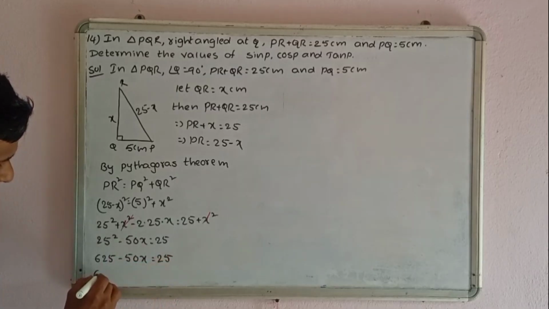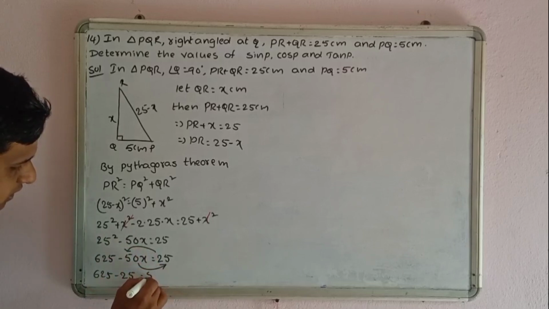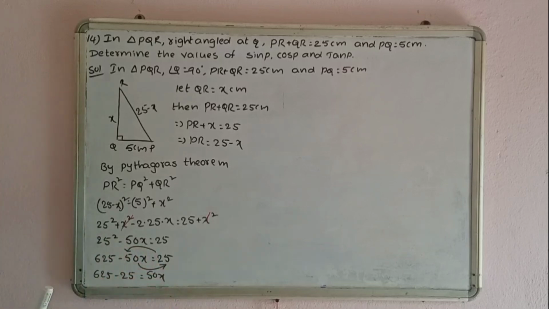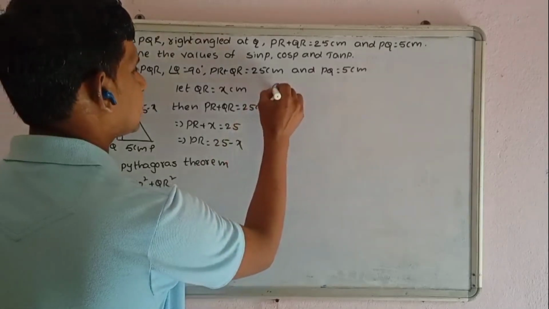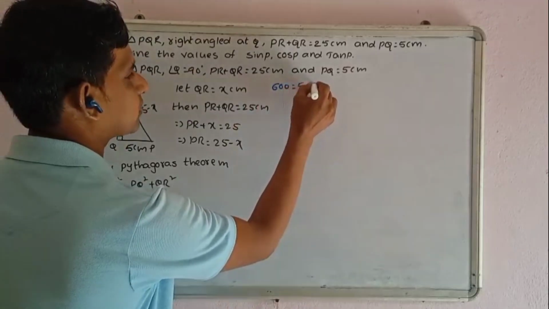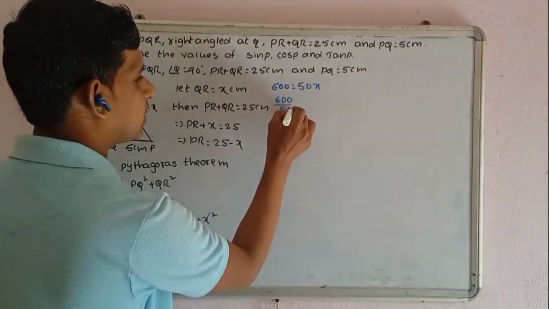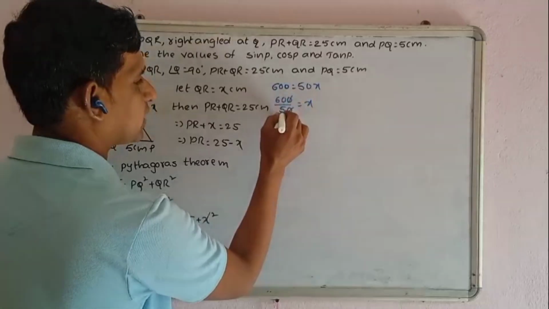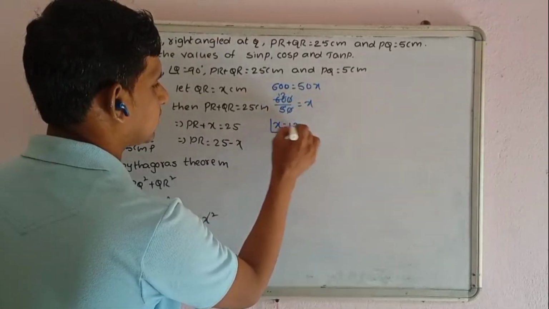Okay. 625, the 25 is transposed to the left side as minus 25. The 50x is transposed to the right side as plus 50x. That equals 625 minus 25 is 600 equals 50x. So 600, the 50 transposed to the left side, divided by 50 equals x. Now 0 cancels, 5 12 times. Therefore x equals 12 centimeters.